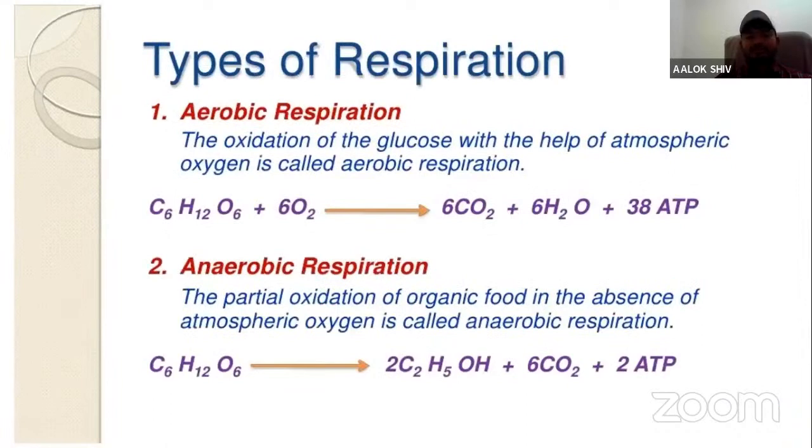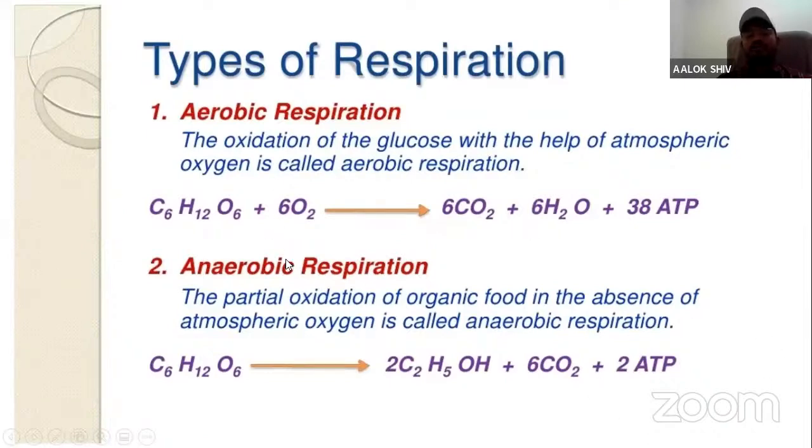So there are two types of respiration, aerobic respiration and anaerobic respiration. This is important from the competitive exam point of view. In aerobic respiration, there is a complete oxidation of the glucose, right? Here you can see the oxidation of glucose with the help of atmospheric oxygen, and there is creation of 38 ATP. While anaerobic respiration happens in the absence of oxygen, and there is partial oxidation. That's why only two ATPs are formed.